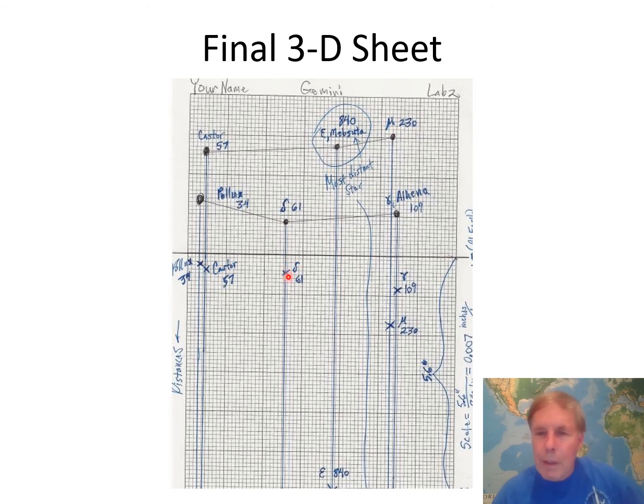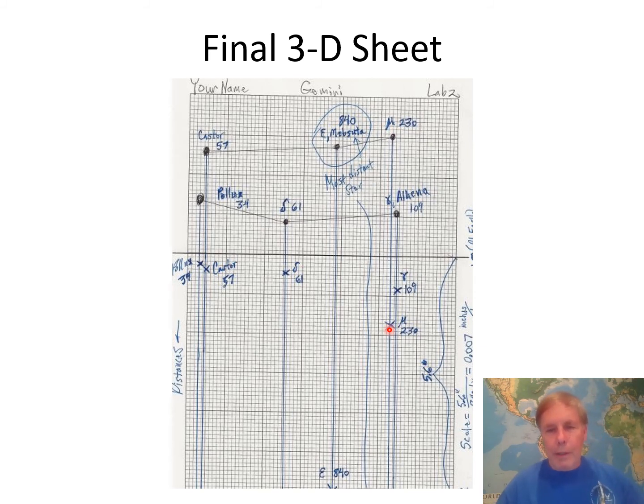because you're going to be measuring those distances. We know where to plot Mabsuta because that was the one we stuck at the bottom in the beginning. Notice that 230, well, all we have to do is multiply 230 by 0.007, and it comes down here about 1.8 inches, give or take. And so that's how I knew where to plot all these things.